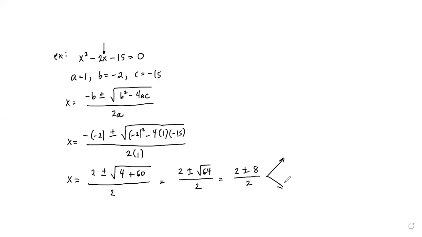And then therefore, we can split this into two solutions of x. So we get x is equal to 2 plus 8 over 2, and the other one is x is equal to 2 minus 8 over 2. So this will give us 2 plus 8 is 10, 10 over 2 is 5, while 2 minus 8 is negative 6, and negative 6 over 2 is negative 3. So our solution for this quadratic equation is positive 5 and negative 3.